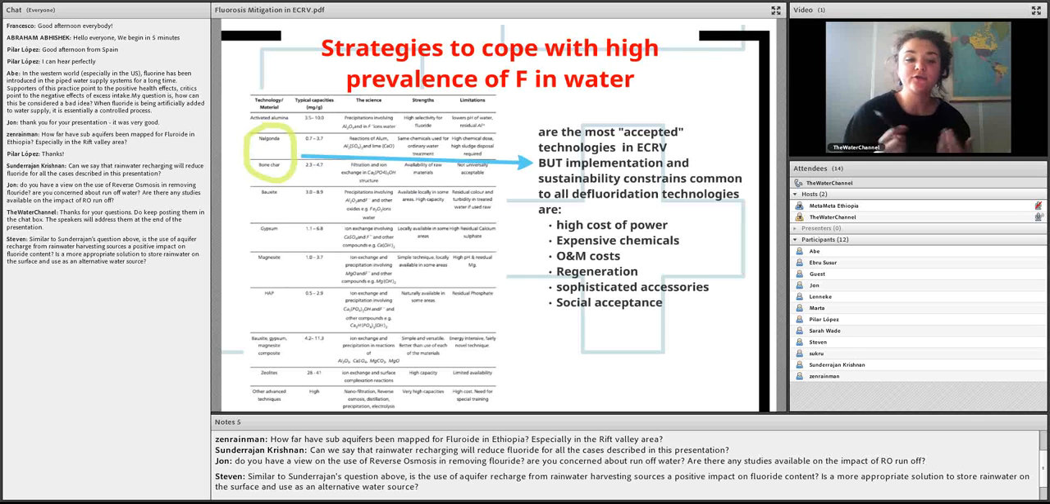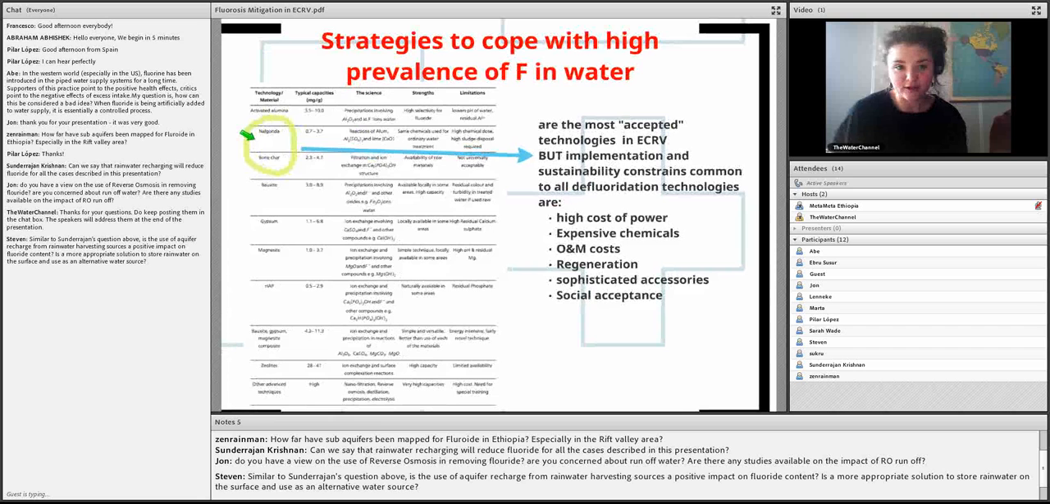Now coming to how to deal with high presence of fluoride in groundwater. Different kinds of technology are being developed. I hope that you can see this table. They have different kinds of structures: adsorption, precipitation methods, coagulation, membrane processes. But the main two used in the context of developing countries are Nalgonda and bone char.